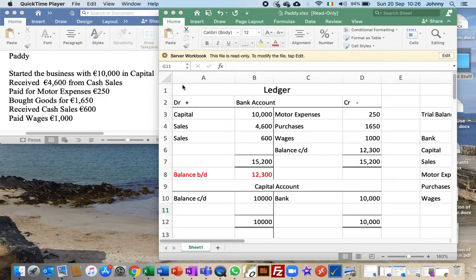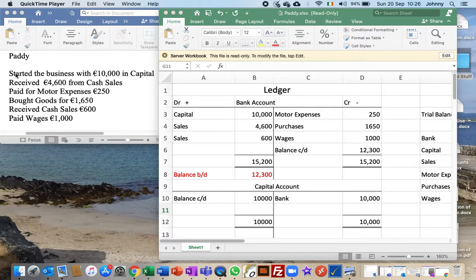Trial balance. So starting off with very basic Junior Cert stuff, probably started from first year. We have to produce a bank account. So that's the first thing that we do from the information that we have here in the question. So I'm dealing with Paddy from the cash account trial balance exercises.